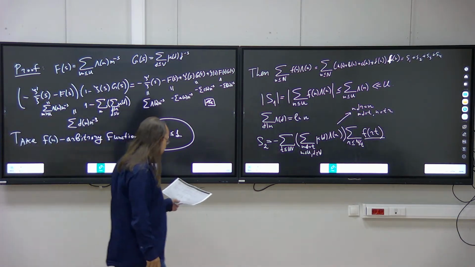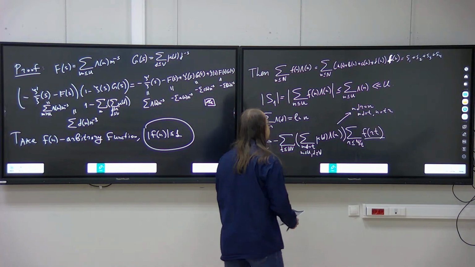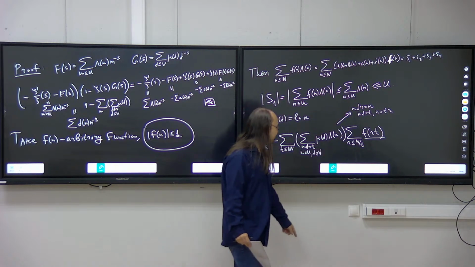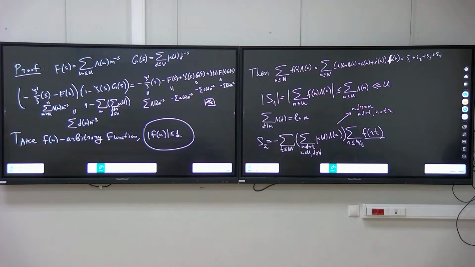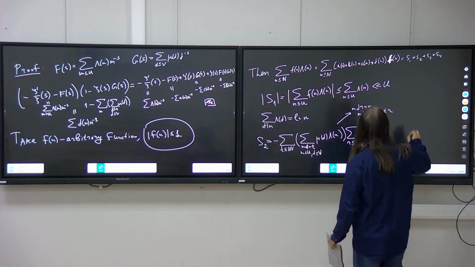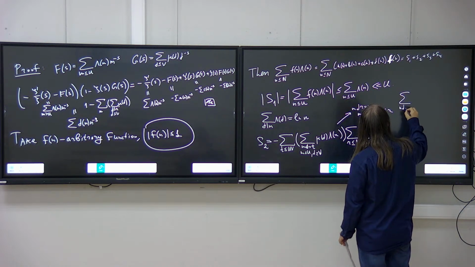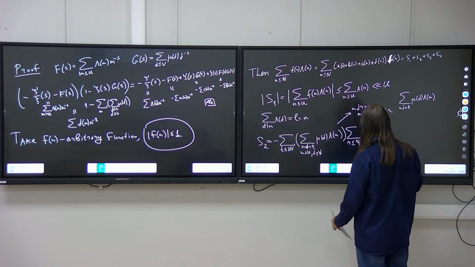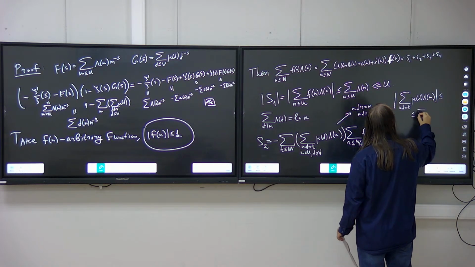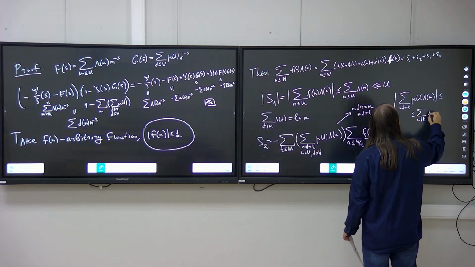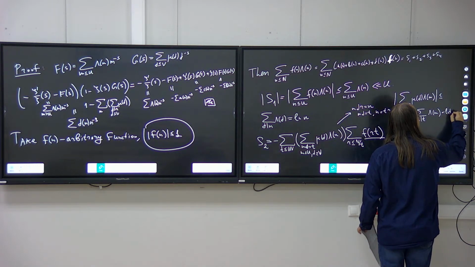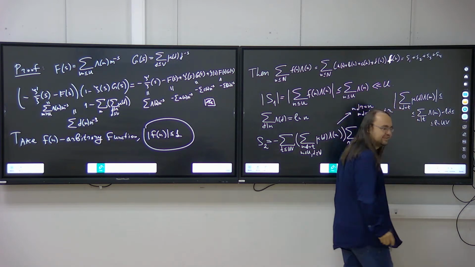Okay, so what do we do next? Next, we estimate this inner sum trivially. How do we estimate a sum like this trivially? Well, you see, sum over all md equals t, mu of d lambda of m is at most sum over all m dividing t lambda of m, right? This is obvious. And this is equal to log t, which is at most log uv.